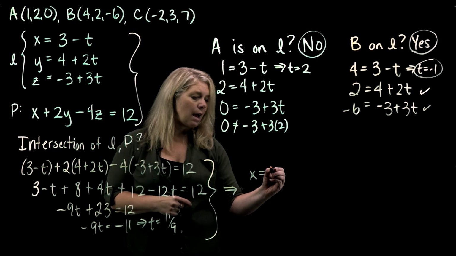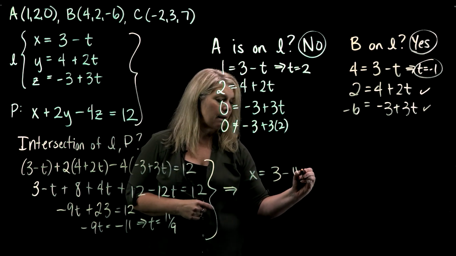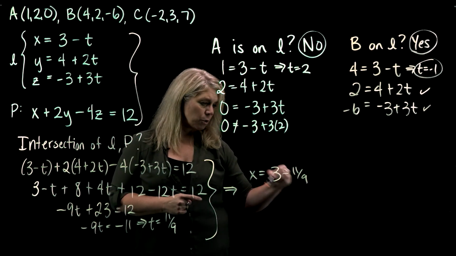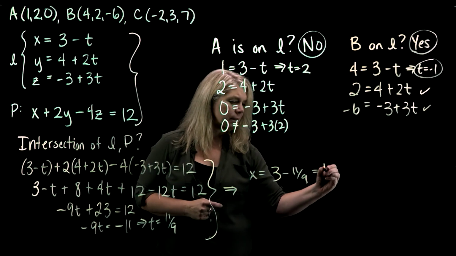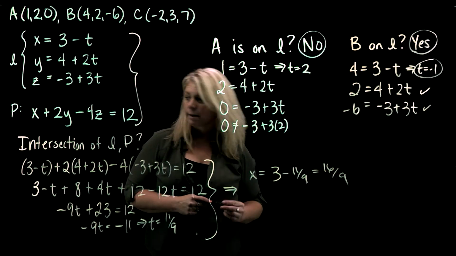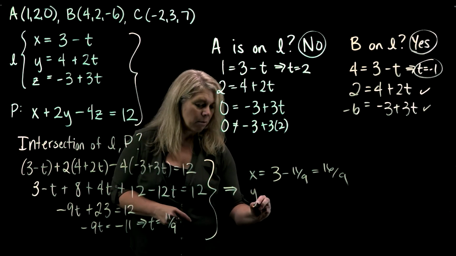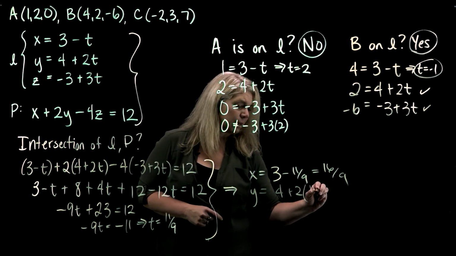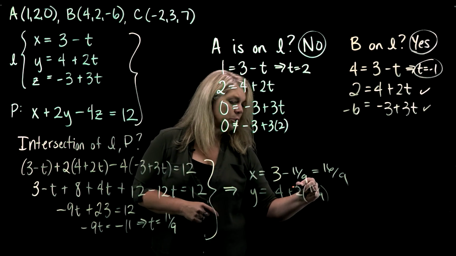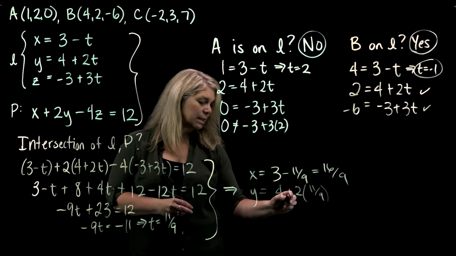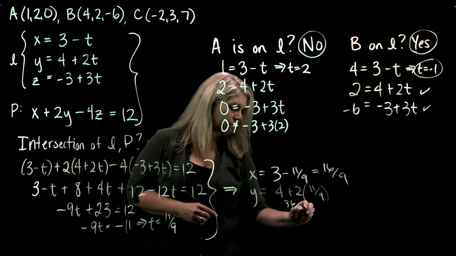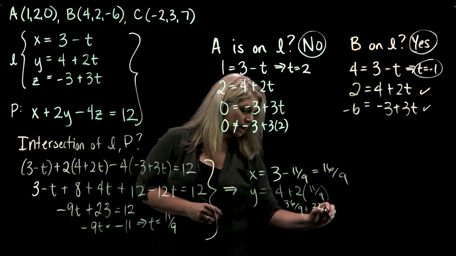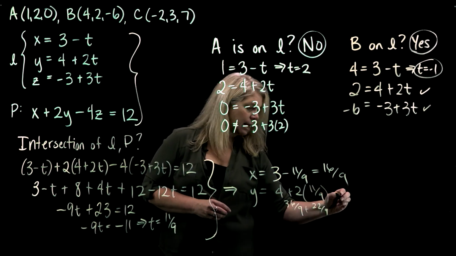All right, so we'll have x equals 3 minus 11 ninths. So 27 ninths minus 11 ninths, 16 ninths. Hopefully my arithmetic's okay here. Y equals 4 plus 2 times 11 ninths. So this will be 22 ninths plus 36 ninths. Looks like we'll have 58 ninths.